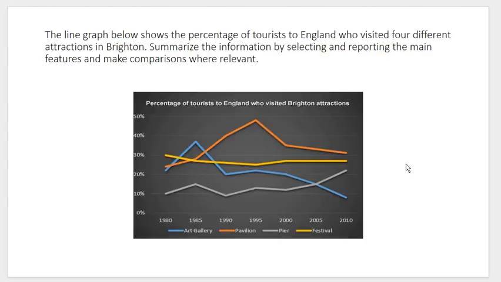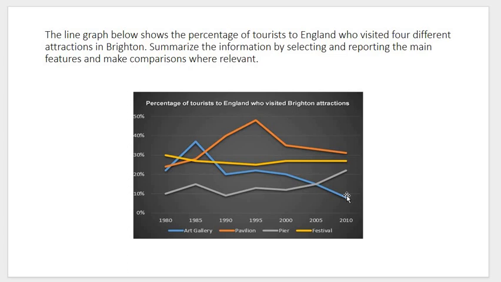So let's come back to this question. Observe the line graph. You can see that here the ash colored one, pier, increased from 10 to more than 20%. Also the orange one, pavilion, has increased from 20 something percent to 30 something percent. But you observe the yellow line, the festival one, it decreased from 30 to some 20 something. Also, the blue one, art gallery, has overall decreased from 20 something to less than 10%.